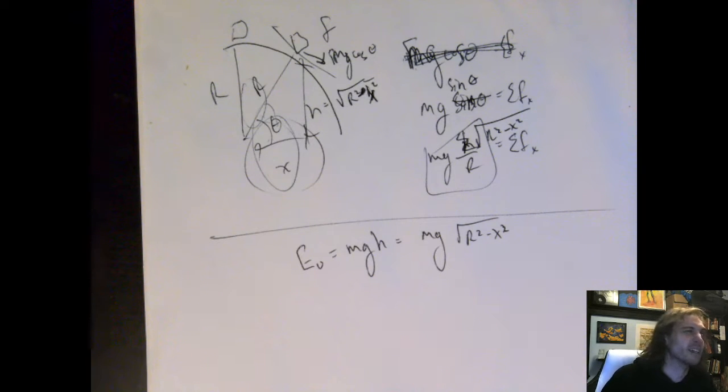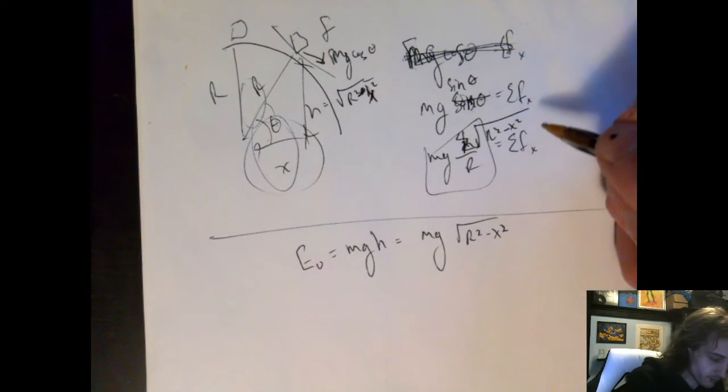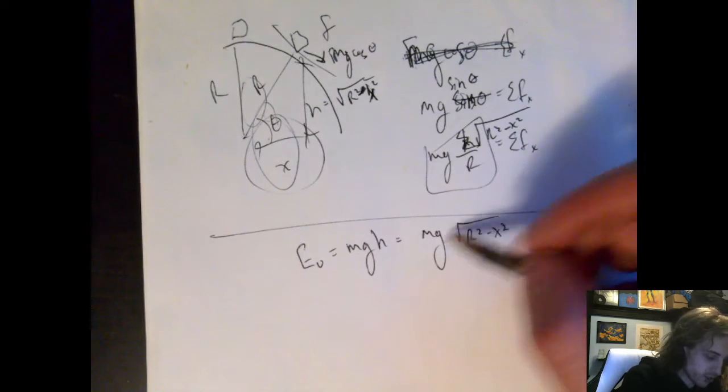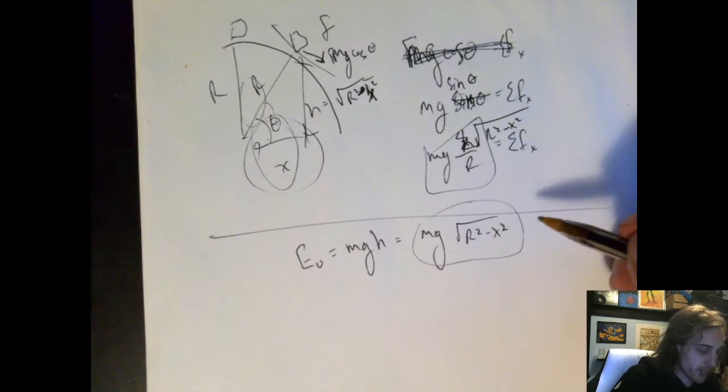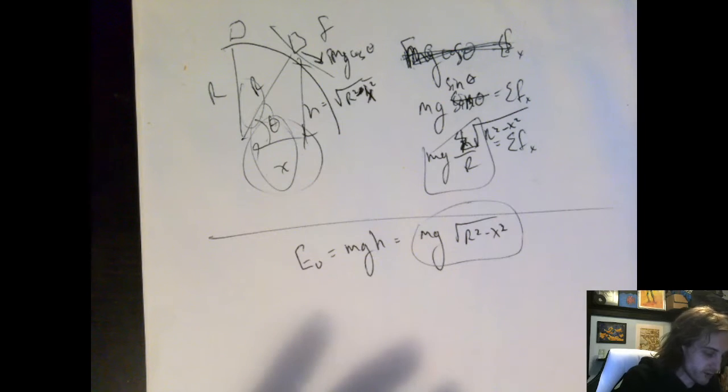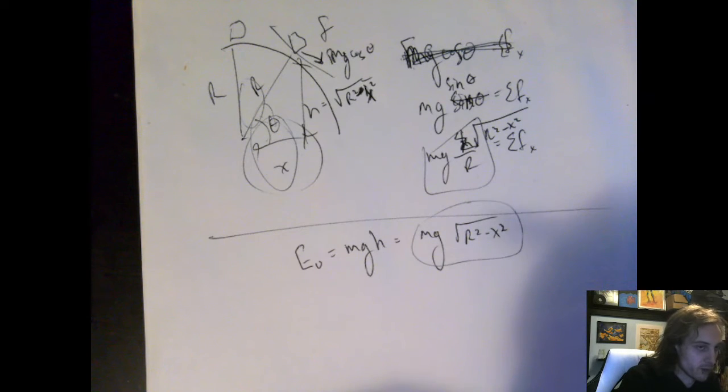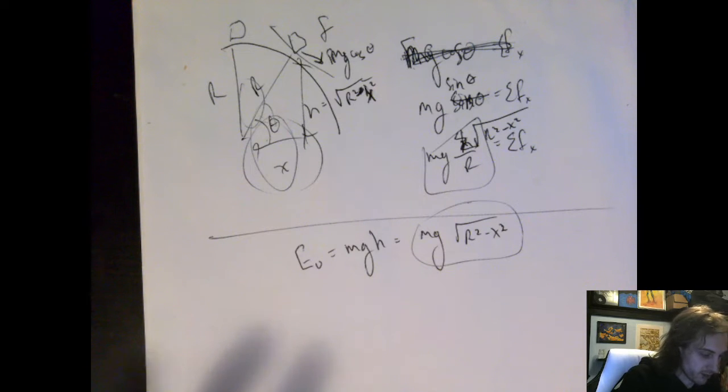And this is why memorizing correctly is important. All right, so mgh is going to be our potential energy, and all we have to do is take the derivative of this thing with respect to position, and that'll give us an equation for our force.